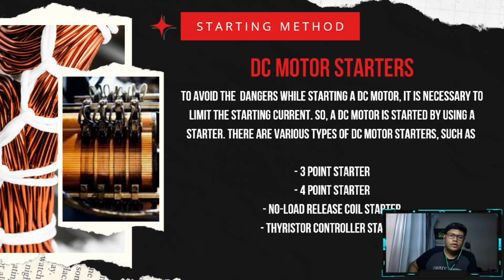Now we are talking about the starting method. To avoid danger while starting a DC motor, it is necessary to limit the starting current. So, a DC motor is started by using a starter. There are various types of DC motor starters, such as the 3-point starter, 4-point starter, no load release coil starter, and thyristor controlled starter.